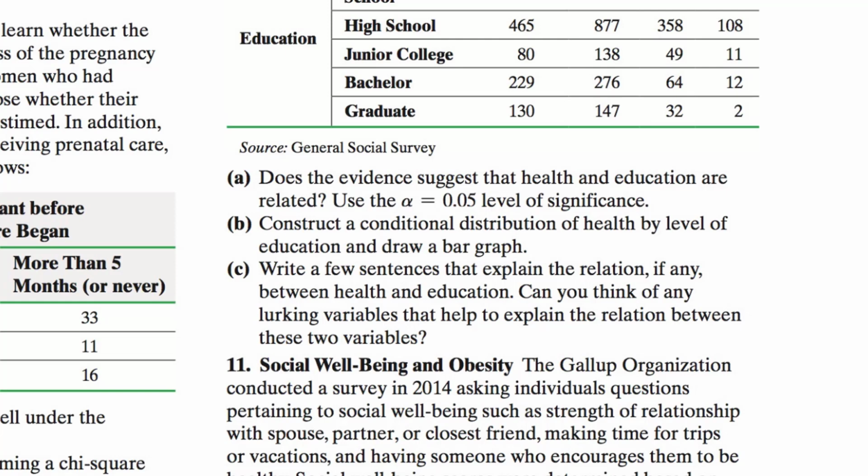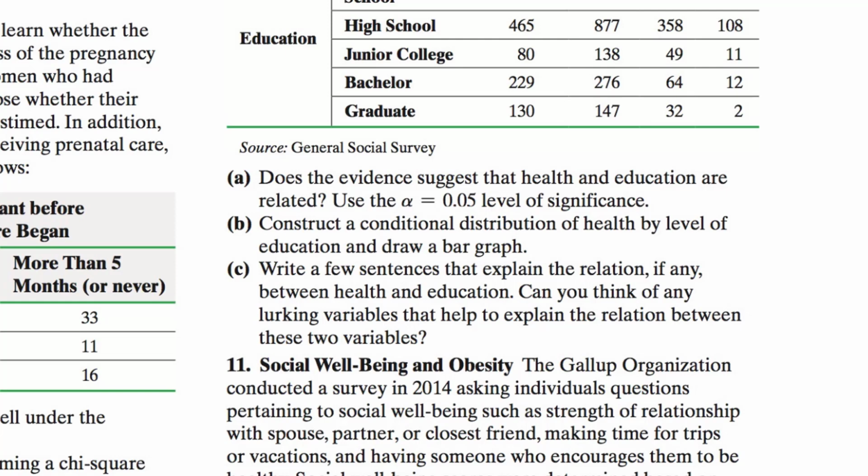Now part B is asking for a conditional distribution of health by level of education. And the key there is the by level of education portion of the phrase. That means that they want us to use the row sums of the marginal distribution as denominators when we construct that conditional distribution. And the reason we want that is because we want to look at the proportions in each of the cells. And it's not just any proportions, but we want to look at it conditioned by education level.